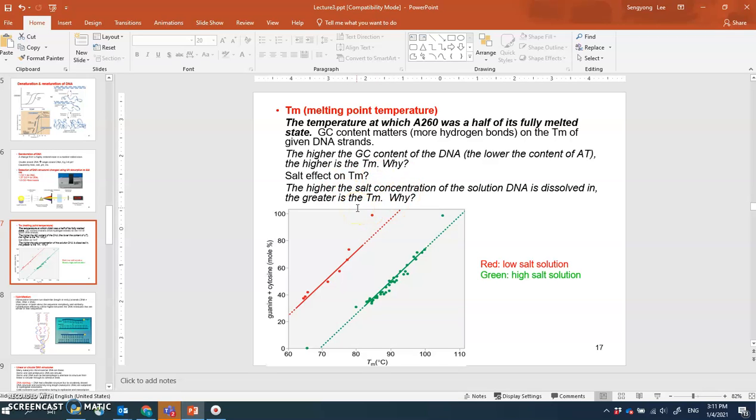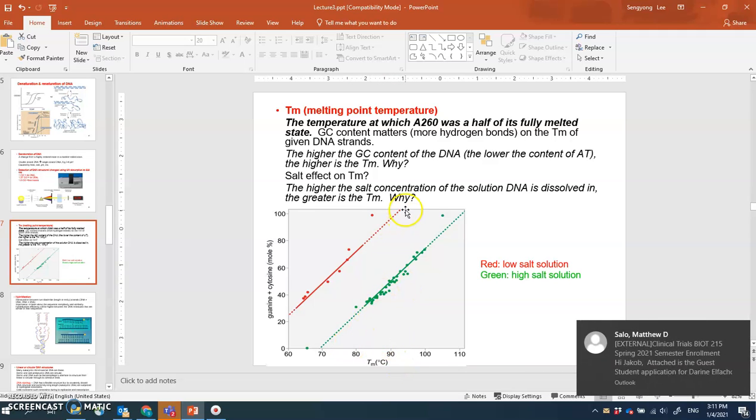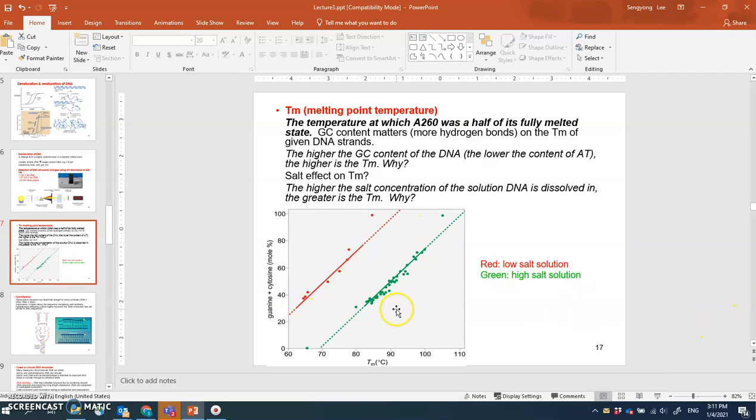This graph shows you the difference: the Tm conversion at high salt concentration versus the Tm conversion at low salt concentration. So they are different. That's what you see there. With low salt concentration and high salt concentration, the melting temperature is different.